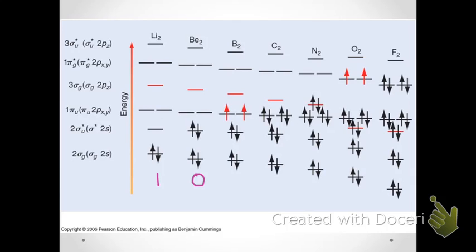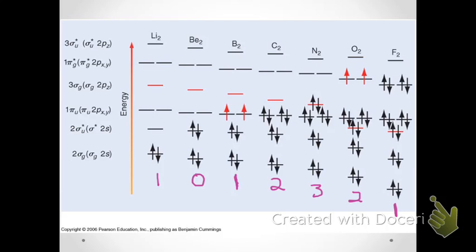For diatomic boron, we have a bond order of 1. For diatomic carbon, we have a bond order of 2. For diatomic nitrogen, we have a bond order of 3. For oxygen, a bond order of 2, which again is consistent with our drawing of the O2 molecule. We show a double bond. And for fluorine, we have a bond order of 1.